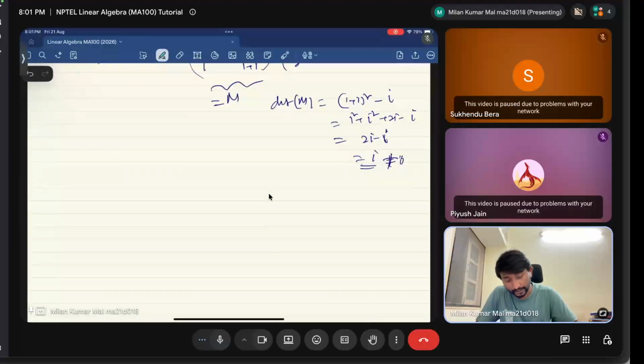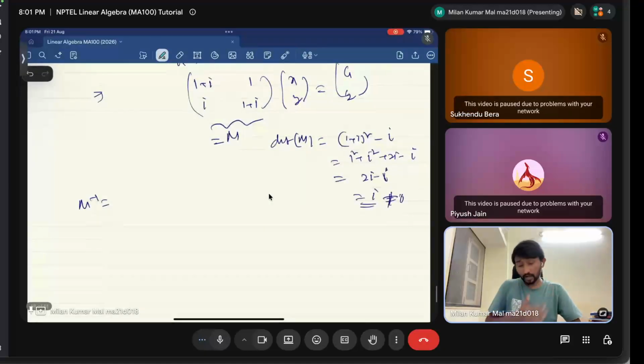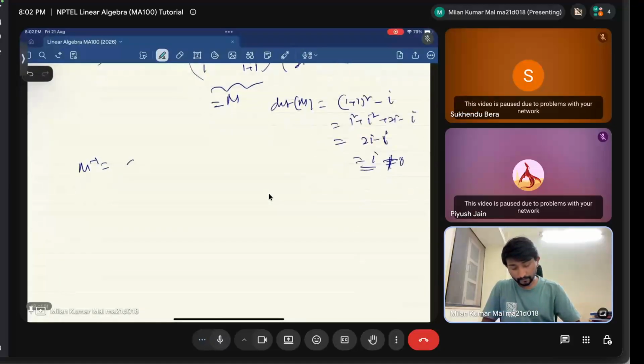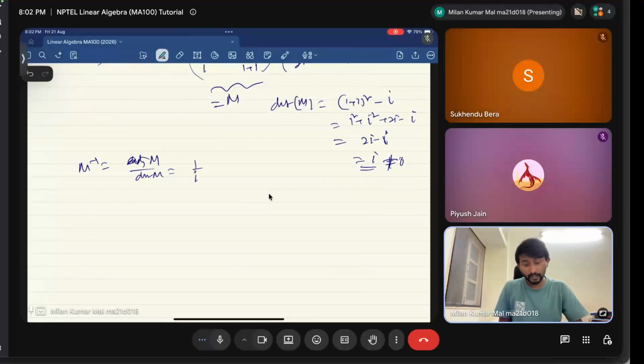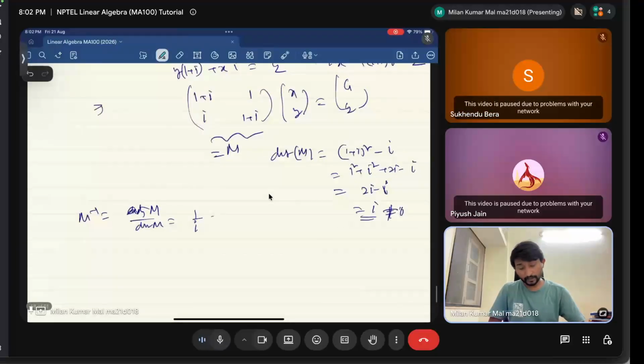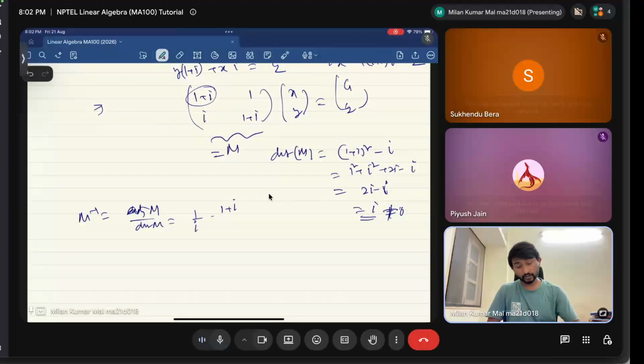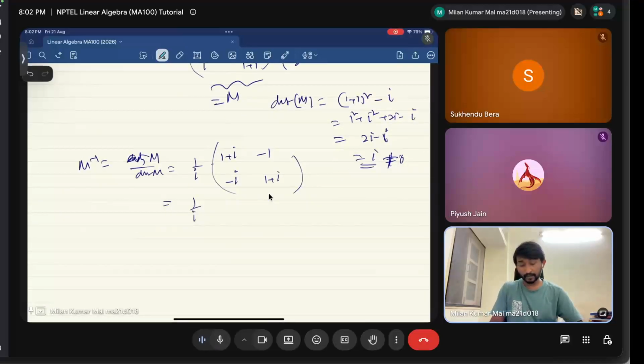So what is the M inverse? M inverse equals 1 by determinant times adjoint. Adjoint of M by determinant of M is i, 1 by i. And what is the adjoint of this matrix? Adjoint of this matrix is 1 plus i in this position, and corresponding to 1, that will be i, minus i. So minus i will be placed here, and corresponding to i, this will be minus 1, and this will be 1 plus i. I hope I am correct. So this will be like 1 by i, this is the inverse.